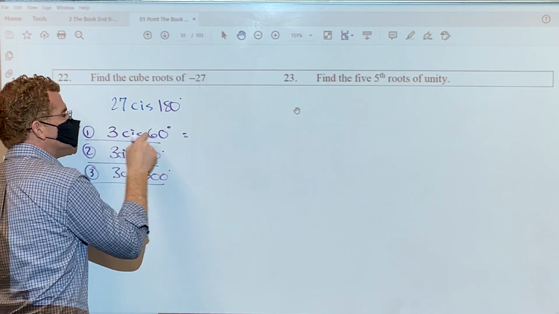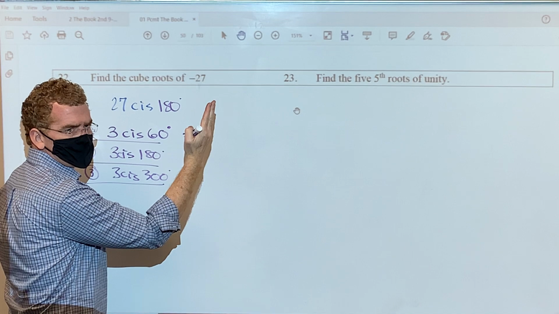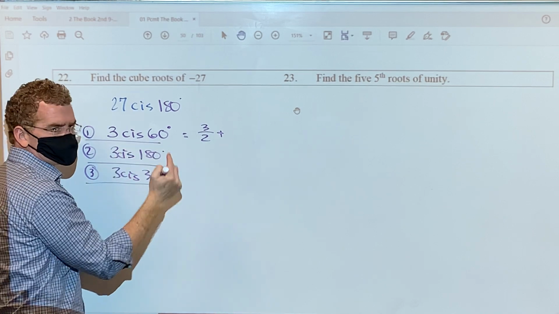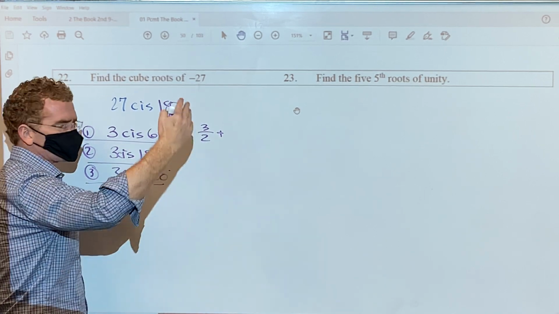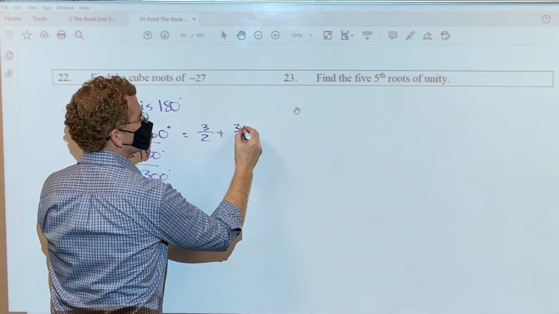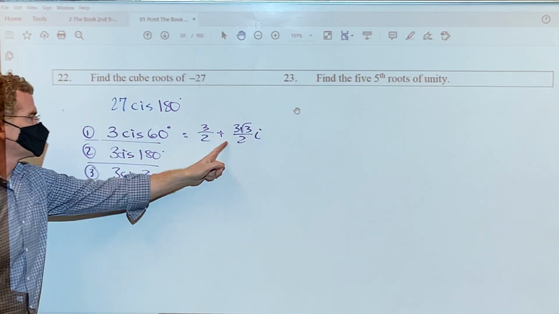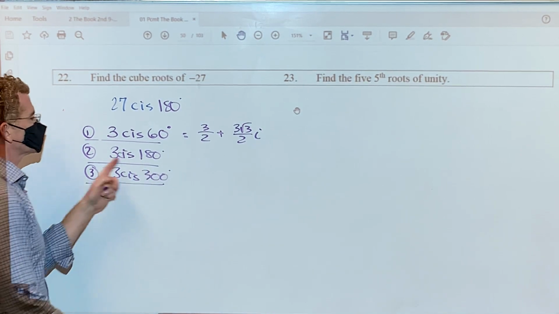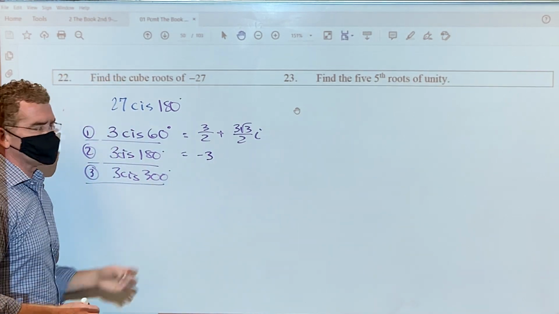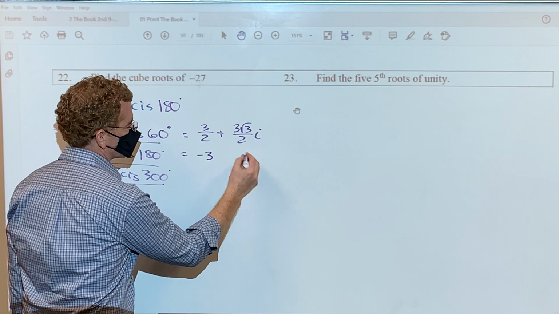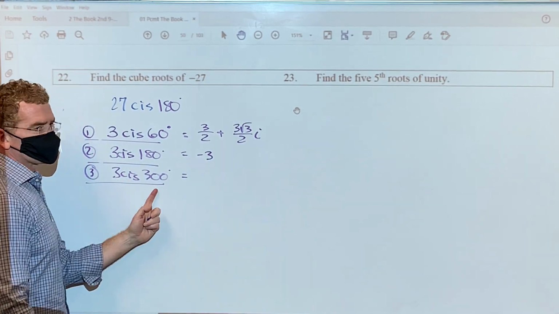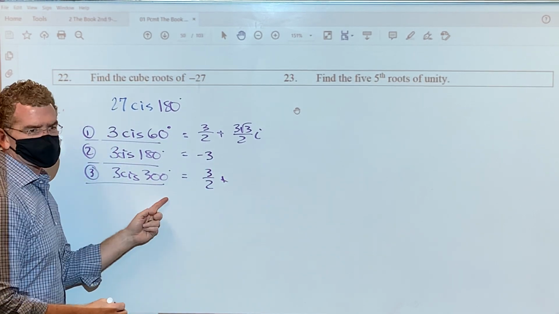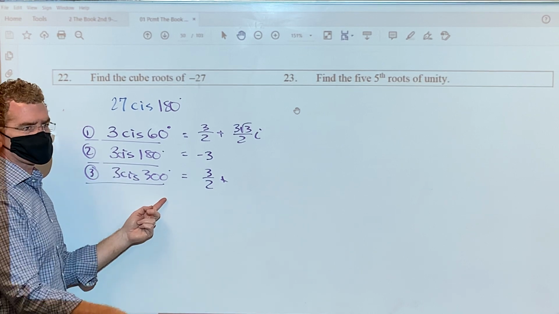What is 3 cosine 60? What's cosine at 60? A half? So 3 times a half. What's sine of 60? Square root of 3 over 2 times 3. So that would be the first one. What's cosine at 180? Negative 1 times 3. What's sine at 180? 0 times 3, plus 0i. What's cosine of 300? Positive 1/2 times 3. What's sine of 300? Negative square root of 3 over 2 times 3.